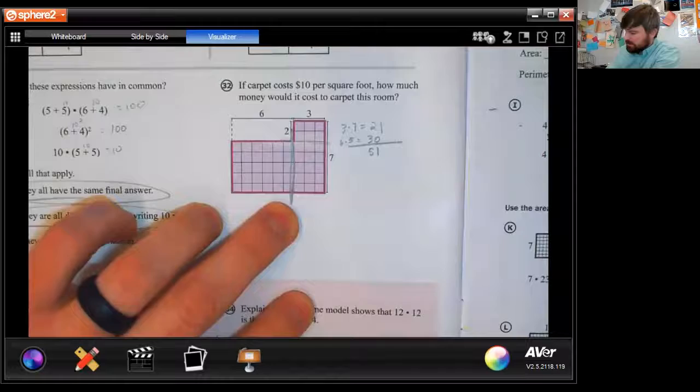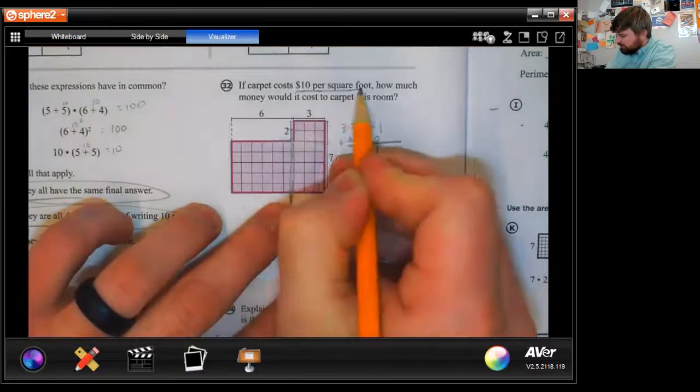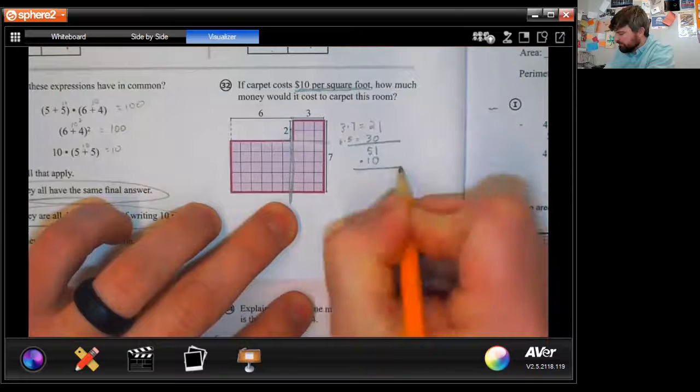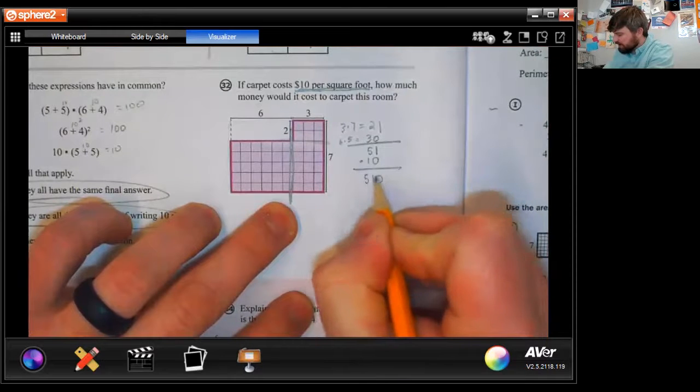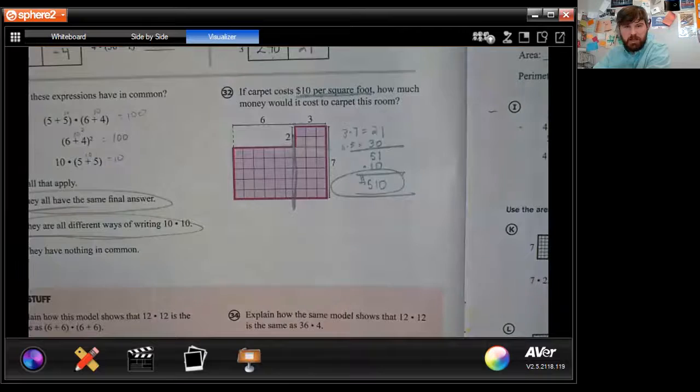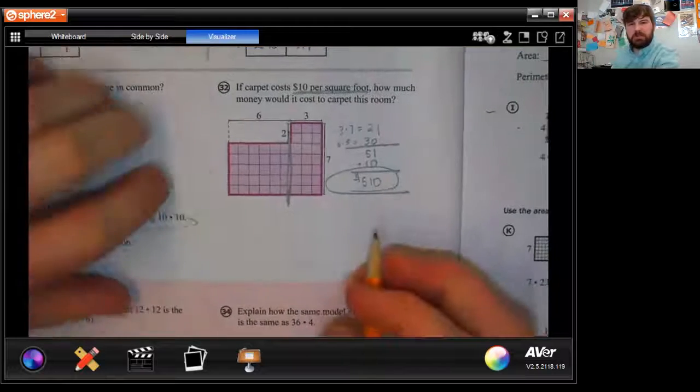But it is $10 per square foot. Well, there's 51 square feet. So you got to multiply that by 10. So you get $510. Okay. Now, let's look at it a different way and see if we get the same answer.